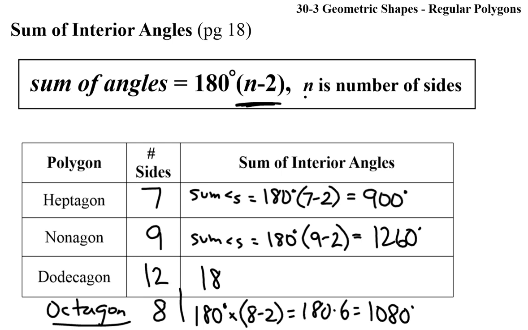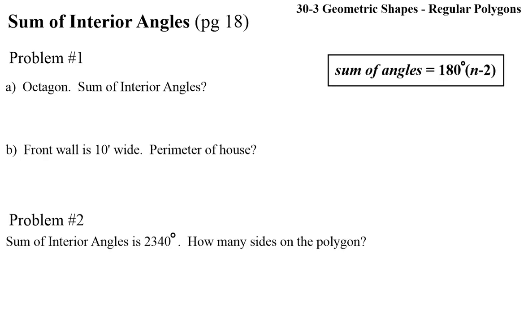And a dodecagon, which has 12 sides, 180 degrees times 12 sides less 2. Because a 12-sided dodecagon, if I went through that process, would create 10 triangles. 180 times 10 triangles is 1,800 degrees is the sum of the angles. A nice, simple little formula for dealing with the sum of all the angles in a polygon. So on page 18, problem number 1. Read it, and then give it a try and come back and I'll walk through it.